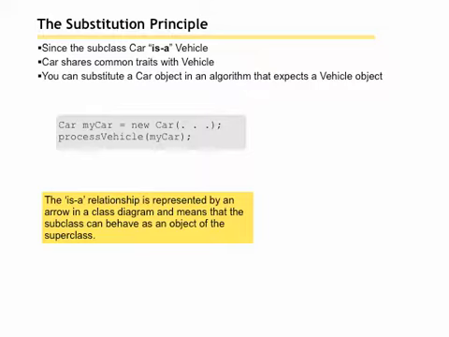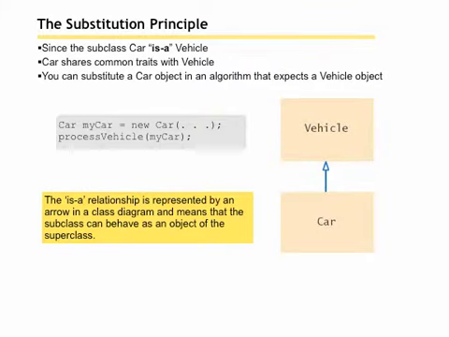So we can say Car myCar = new Car. The keyword new is an operator, and it does three things. It allocates sufficient memory for the object, it calls the constructor, and it returns the address of where that object is in memory. So anywhere that we use an object of type Vehicle, we can substitute an object of type Car, because Car is a Vehicle.